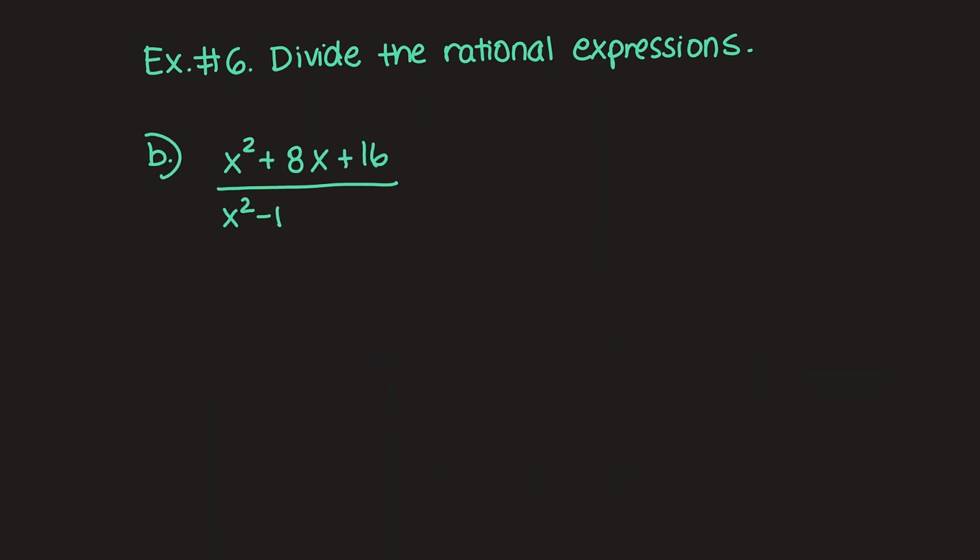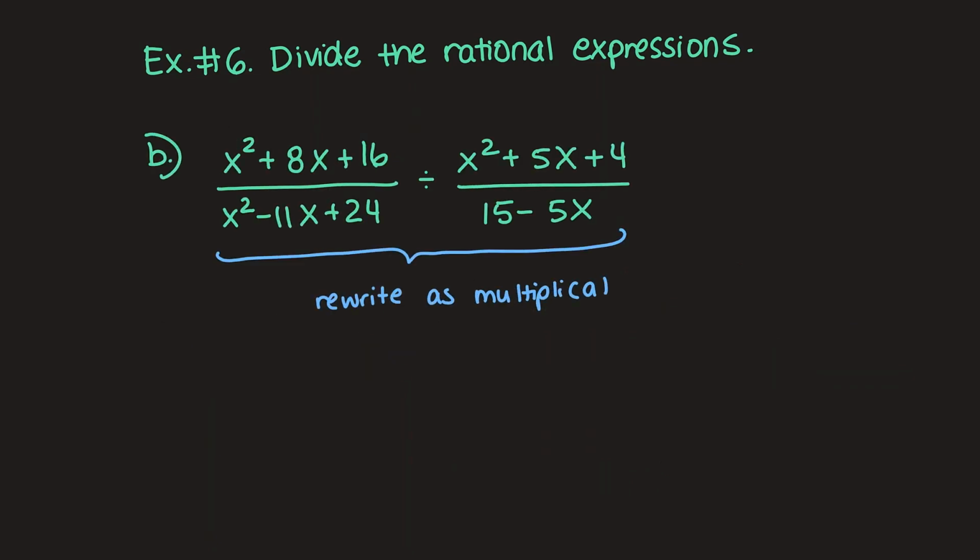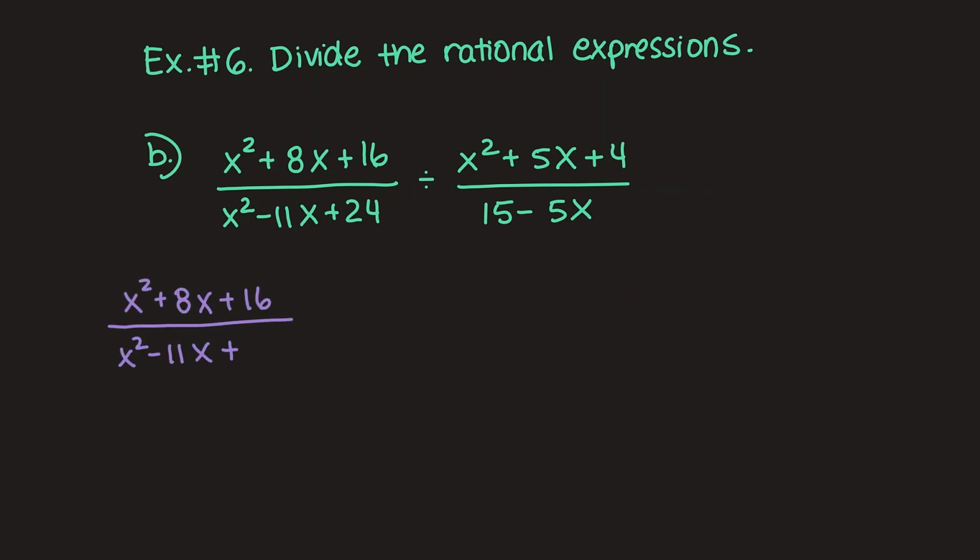For the next example, again, we need to rewrite as multiplication by multiplying the first rational expression by the reciprocal of the second rational expression. So keep the first expression the same, change the division to multiplication, and flip the second expression to its reciprocal. Now we have it written as multiplication, and we can start simplifying.